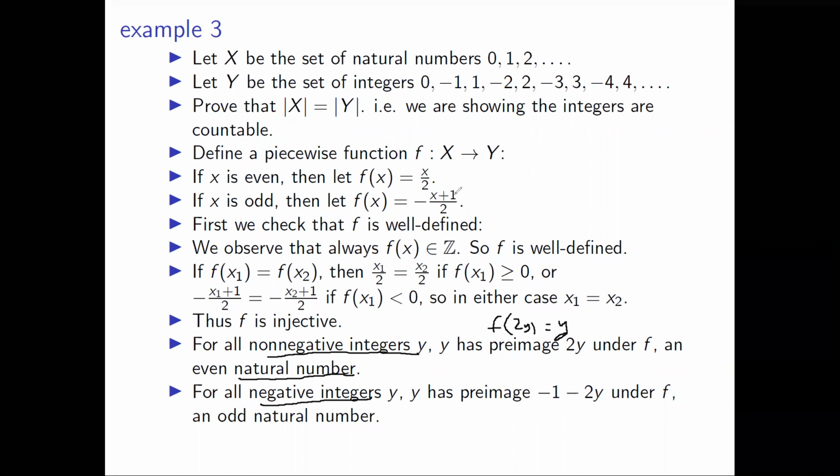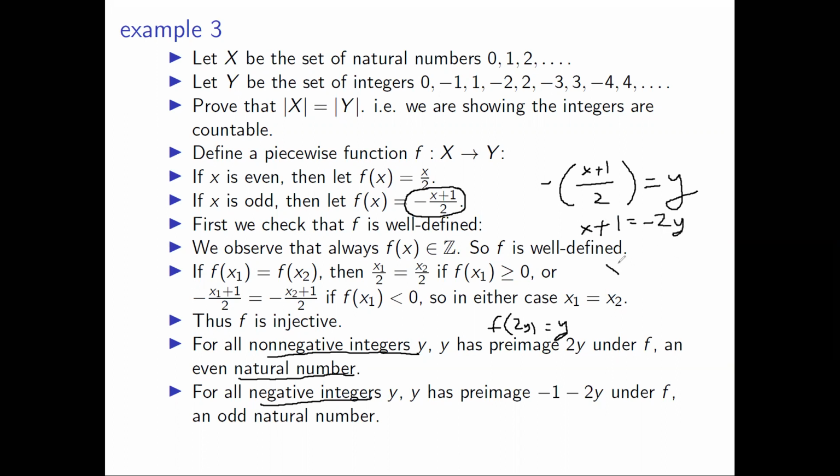And how do we get that? Well, we can take this and say minus quantity x plus 1 over 2 equals y. And then we can solve this for x. We multiply both sides by minus 2. We get x plus 1 equals minus 2y. And that means x equals minus 1 minus 2y. So that's how we got that preimage.